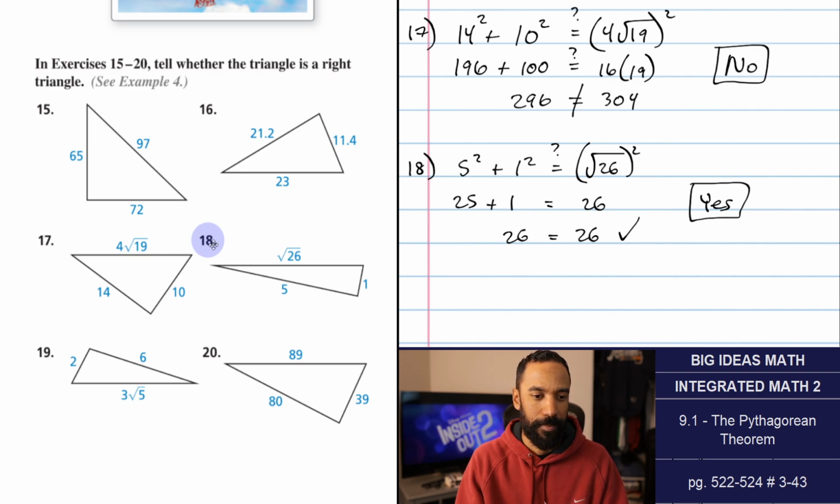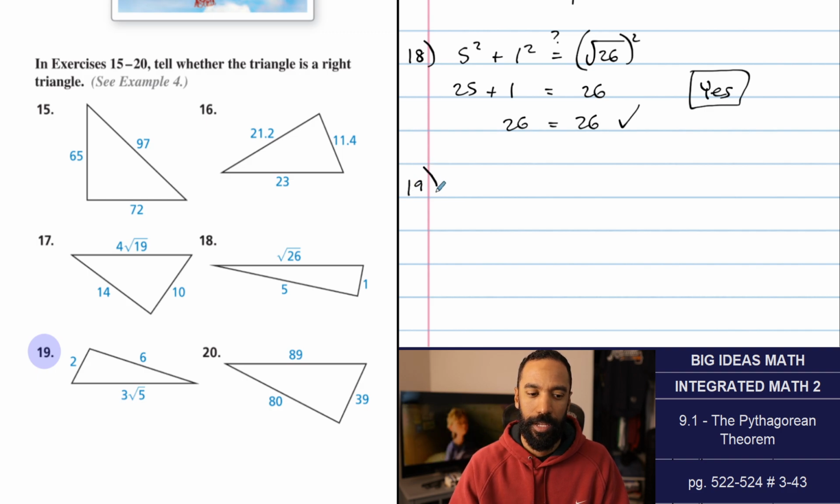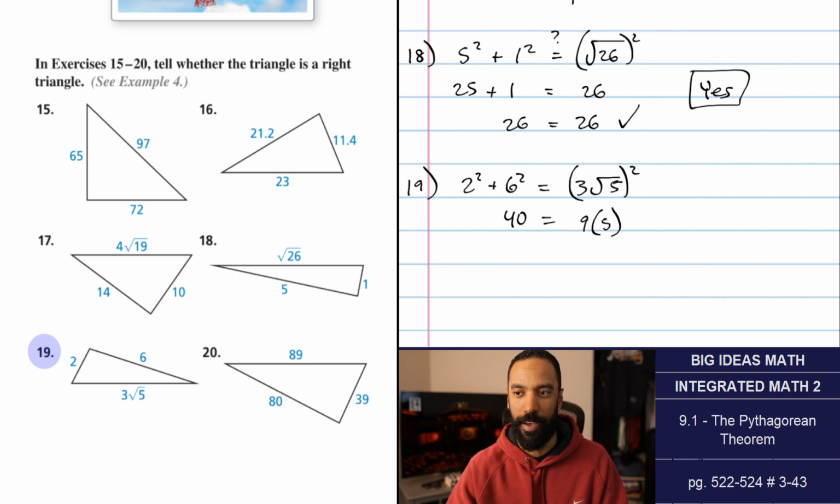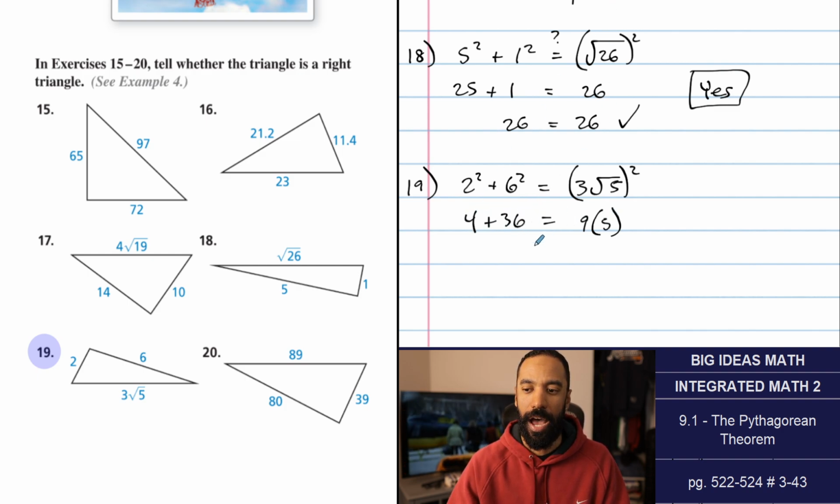Number 19. I don't know. We'll figure it out. 2 squared plus 6 squared. Does that equal 3 root 5 squared? 2 squared is 4. 6 squared is 36. 4 plus 36 is 40. And 3 squared is 9. Root 5 squared is 5. 9 times 5. Let me write this. It's just 4 plus 36. 9 times 5 is 45.